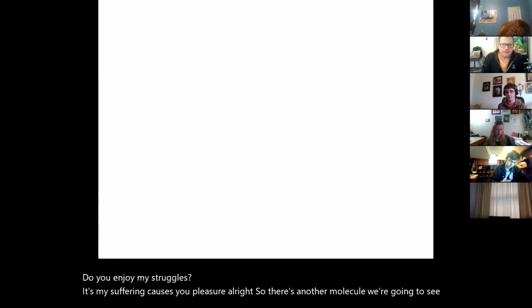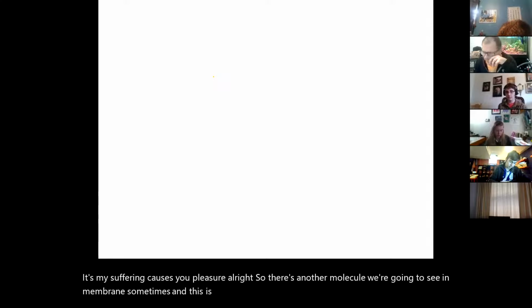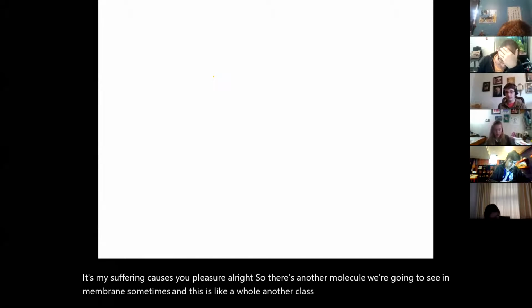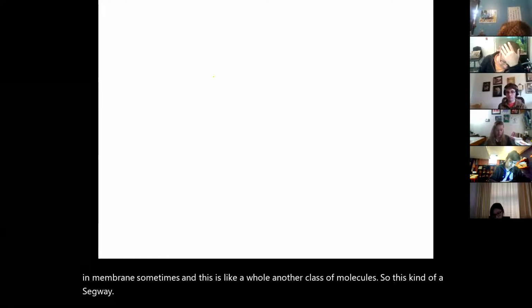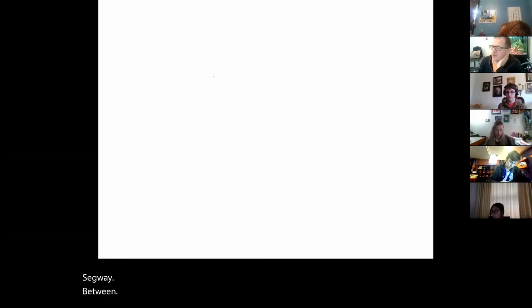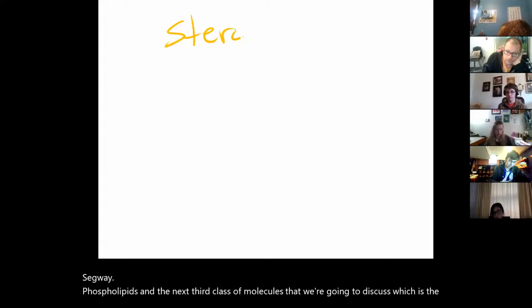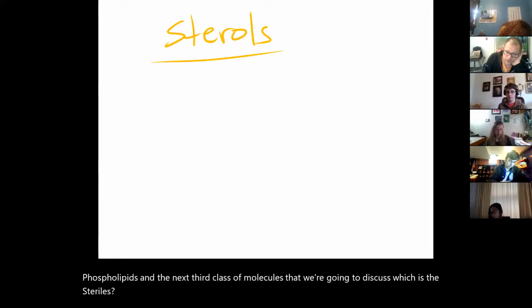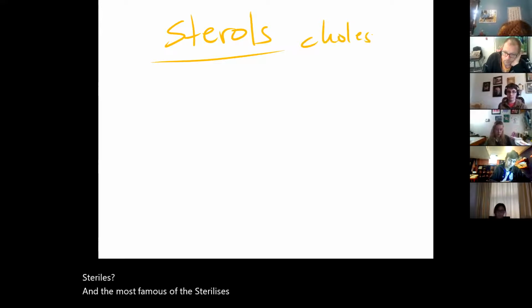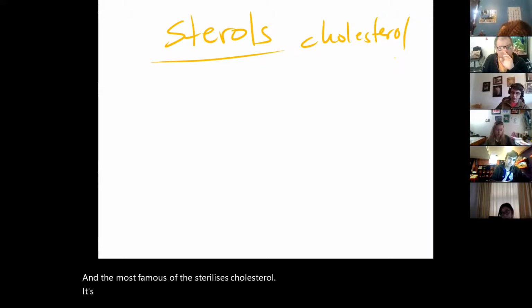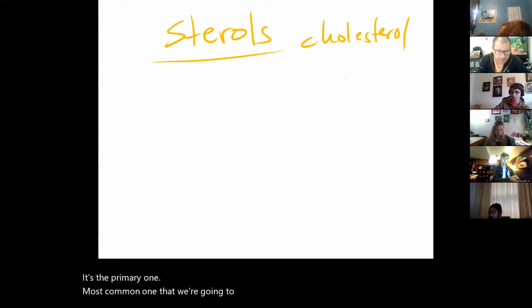All right, so there's another molecule we're going to see in membranes sometimes, and this is a whole other class of molecules. This is a segue between phospholipids and the third class of molecules we're going to discuss, which is the sterols. The most famous of the sterols is cholesterol. It's the primary one, the most common one that we're going to deal with in our bodies.